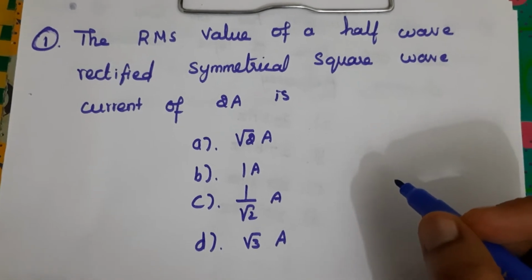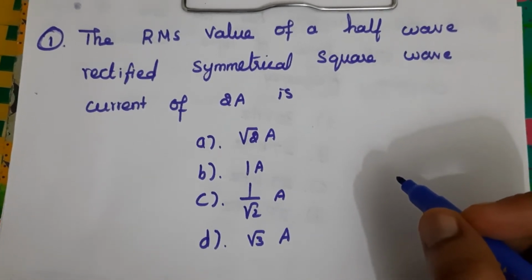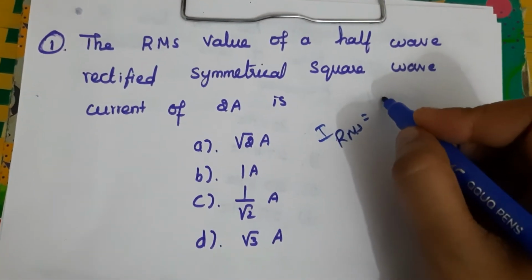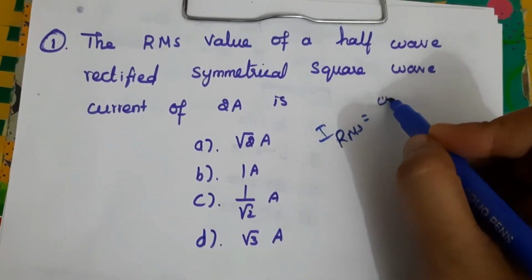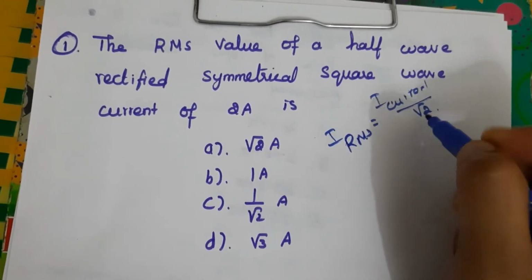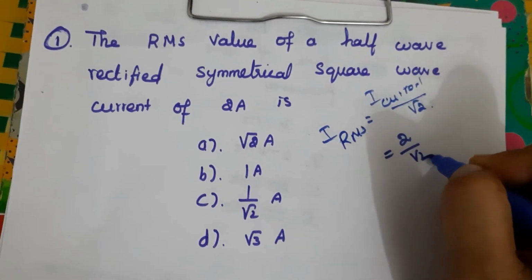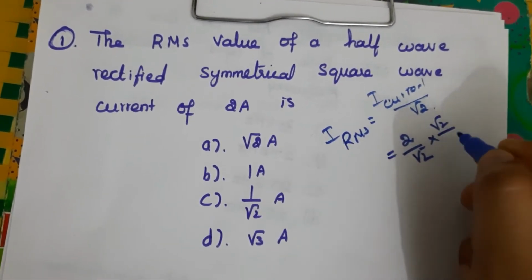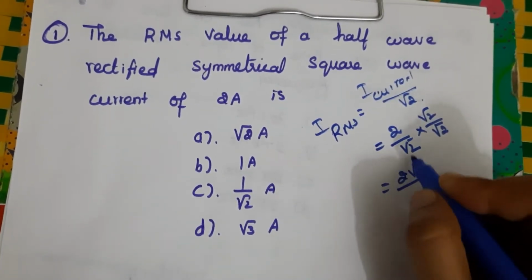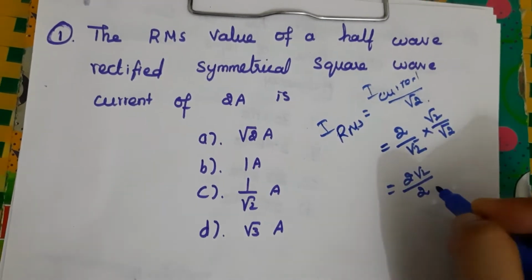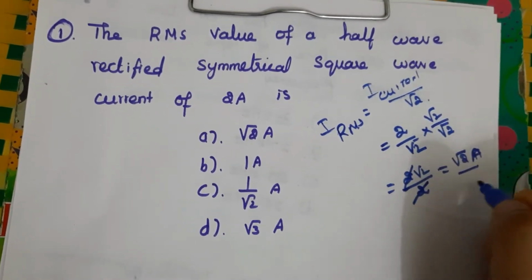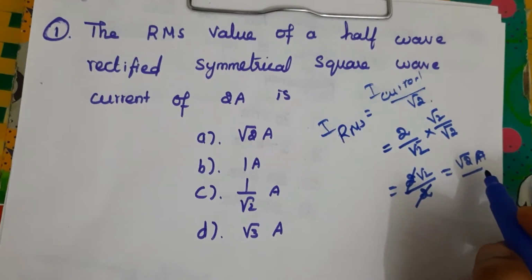First question, the RMS value of a half-wave rectified symmetrical square wave current of 2 amp is. The RMS value is equal to the given current divided by root 2. So here the current value is 2 divided by root 2. If you multiply this, we get 2 root 2 divided by root 2 into root 2 becomes 2, so this 2 gets cancelled. So the answer is root 2 amps. So the IRMS value is root 2 amps. So here the answer is A.